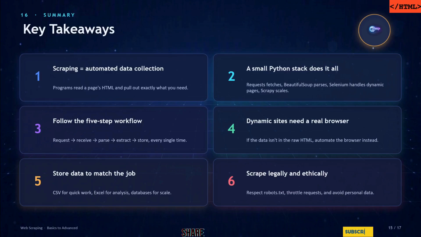Now, summary. To summarize, web scraping is the automated process of collecting data from websites. A small Python toolkit including Request, Beautiful Soup, Selenium and Scrapy is sufficient for most tasks. Every project follows a standard workflow of requesting, receiving, parsing, extracting and storing data. Dynamic websites require browser automation tools like Selenium. Finally, it is essential to store data appropriately and follow legal and ethical guidelines while scraping.